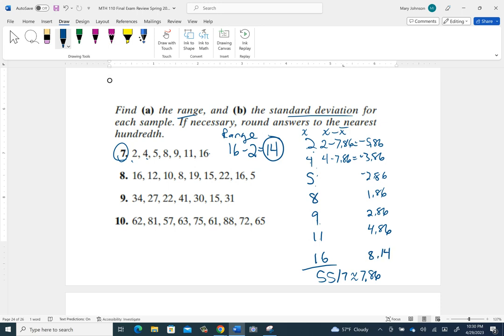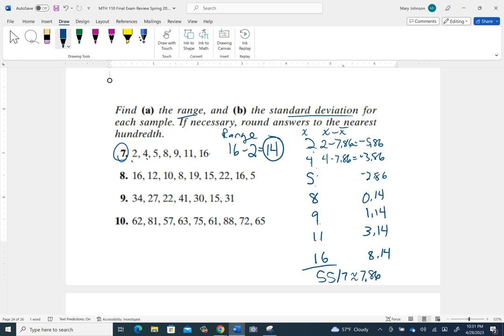I think I might have messed up. So I was trying to do it without subtracting and I messed up. So let me fix my mistake. 8 minus 7.86 really should have been right here. I messed up on those. That one should have been 0.14. And then this one would be 1.14 and 3.14. And then finally, 5 more would be 8.14. So make sure you fix that if you were copying me because I messed it up.